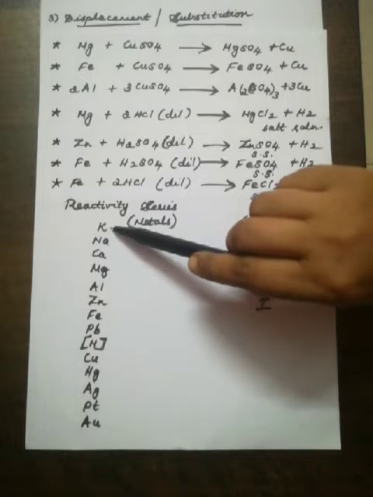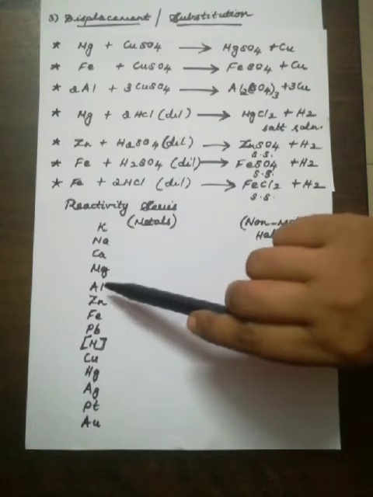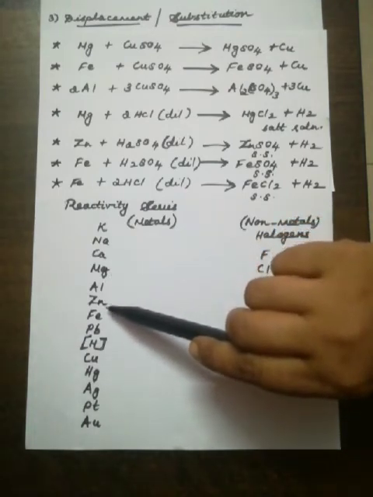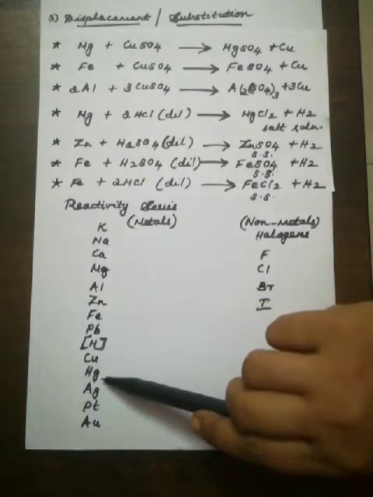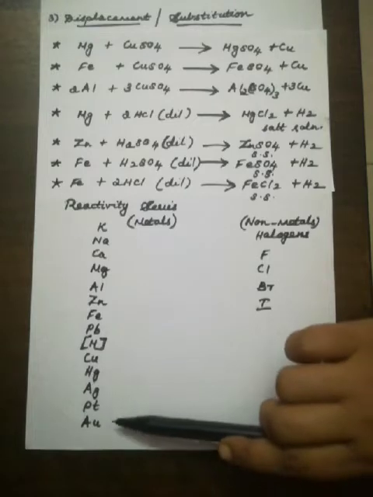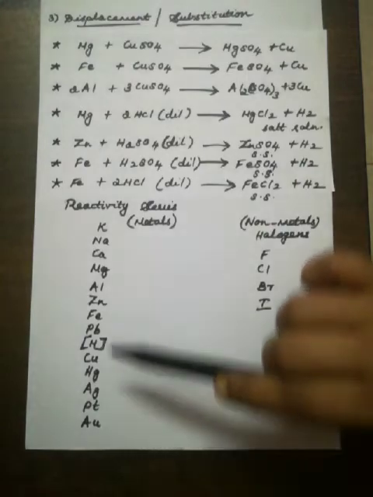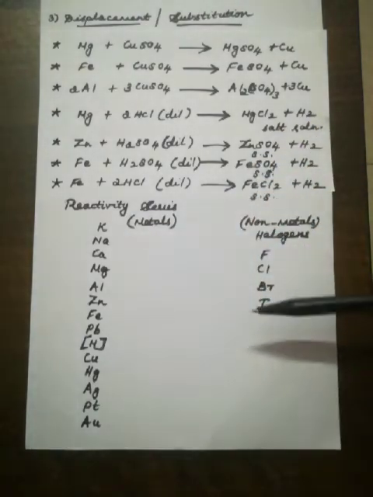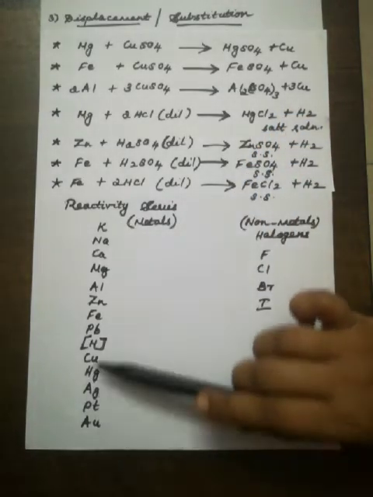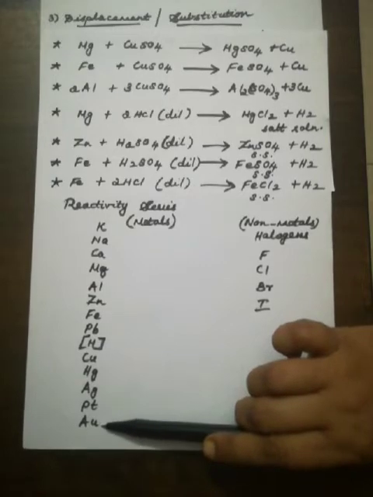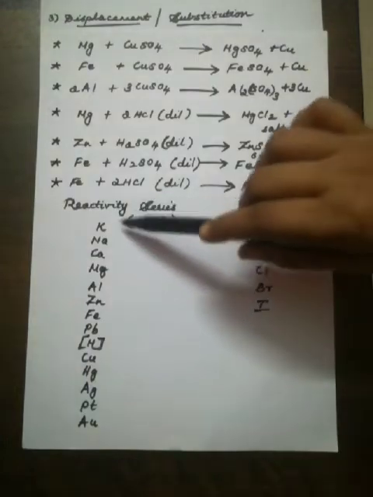That is, first is potassium K, sodium Na, calcium Ca, magnesium Mg, aluminium Al, zinc Zn, iron Fe, lead Pb, hydrogen, copper Cu, mercury Hg, silver Ag, platinum Pt, gold Au. These metals are arranged in the decreasing order of reactivity. The metal present first is the most reactive metal. The metal present below hydrogen, that is gold, is the least reactive metal. So the reactivity decreases as you move down the series. So this is for metals.